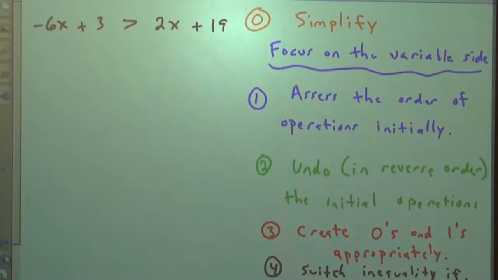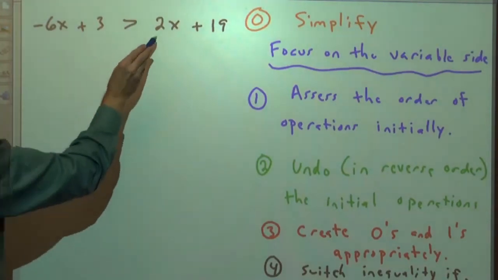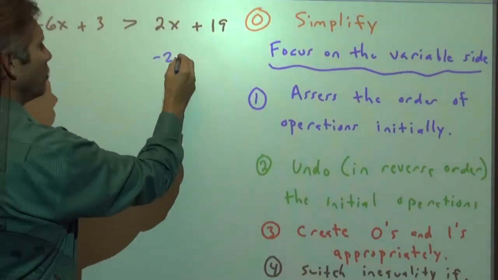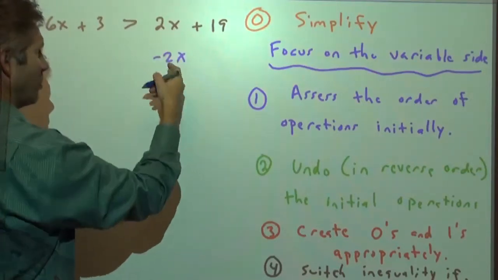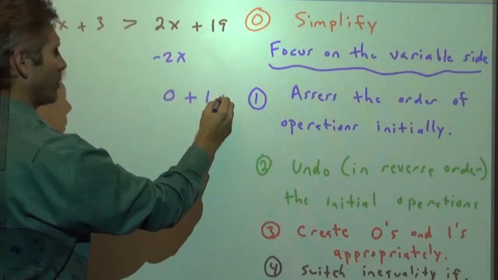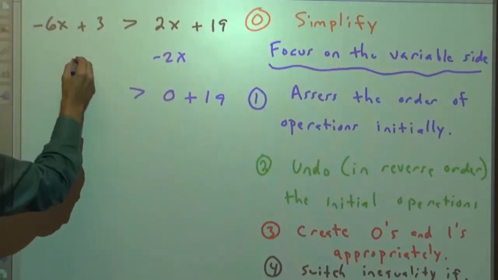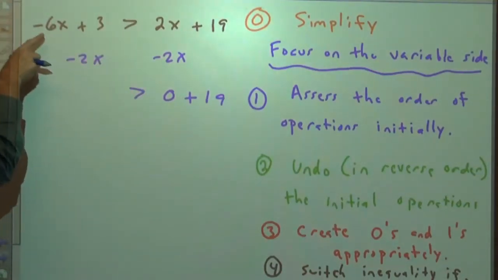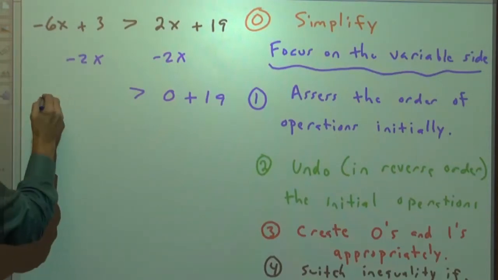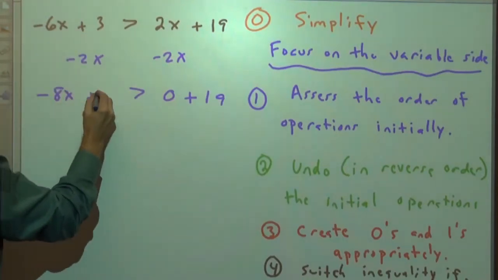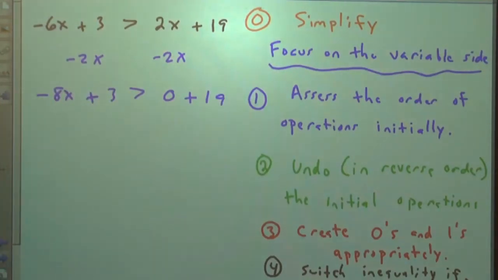So let's do a similar thing that we did last time. Let's get rid of the 2x from the right side. We can do that by creating a 0. 2x minus 2x is 0. 0 plus 9 will just leave the 19 alone over here. We got to do the same thing to this side. Those are like terms. Negative 6x minus 2x is a negative 8x plus 3 is greater than this.